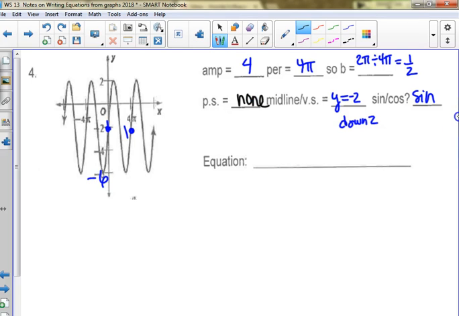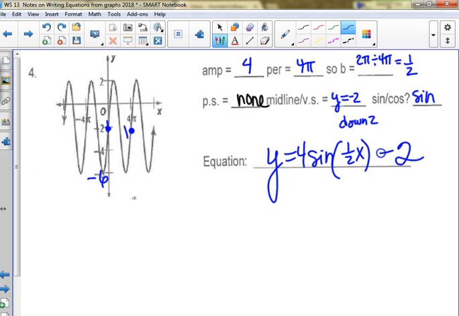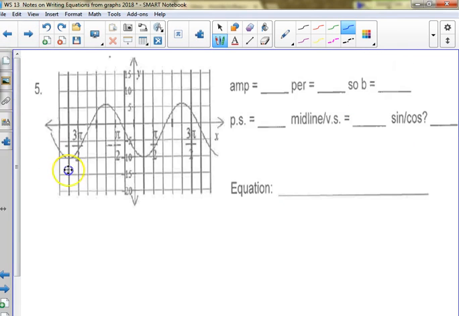So what do we end up with? Or x over 2, yep. Down 2. Everybody okay? All right. I'm not thinking this is a sine or cosine without a phase shift. I think we finally got one where we have to do a phase shift, don't you think?